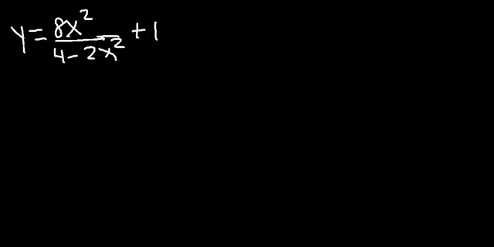So let's try another function. Let's say if we have y equals x squared plus, let's make that 8x squared, divided by 4 minus 2x squared plus 1. So let's take out a 2 from the bottom.